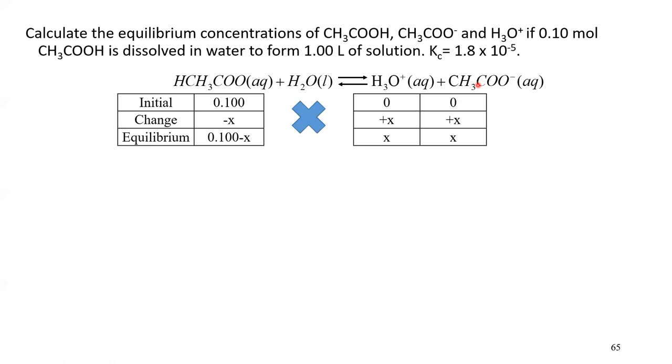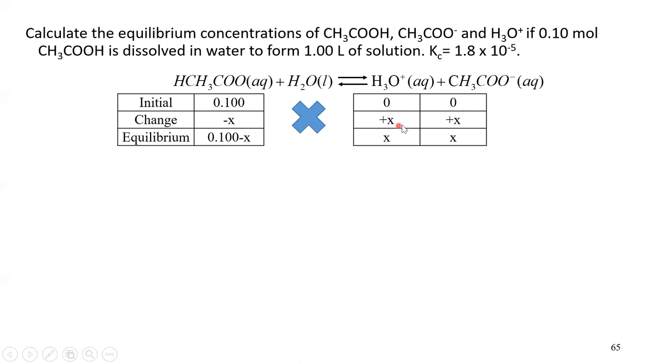Now, this one's a little tricky. Remember, we talked about how liquids and solids are not part of an equilibrium expression. So we're not going to put it in the ice chart. Okay, we can't talk about liquids in terms of molarity. So initially, we've got 0.100 moles per liter of that HCH3COO or acetic acid. And we have no hydronium, and we have no acetate. Okay, it's a pretty small K value. So not very much of this reactant is going to produce product before equilibrium is established. We don't know how much is going to react. So we're going to say X amount of it reacts.